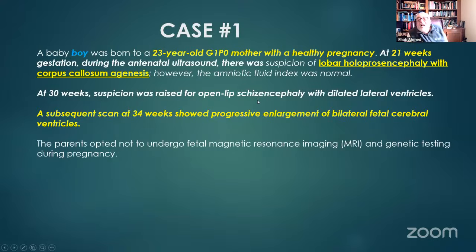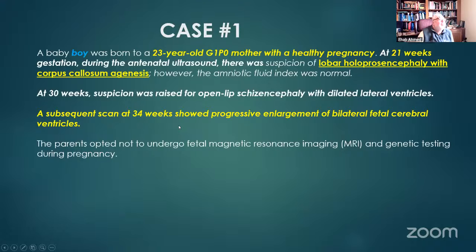What does open schizencephaly mean? Immediate answer, no AI. Cleft, yes, correct. There is a cleft in the brain with different sizes, and it goes as deep as different degrees in the brain, and is filled with CSF. So they moved from lobar holoprosencephaly to another type, open lip schizencephaly, and then at 34 weeks they found another finding.